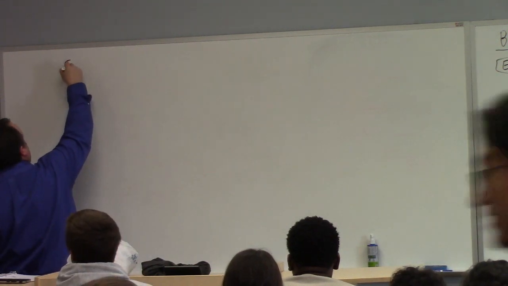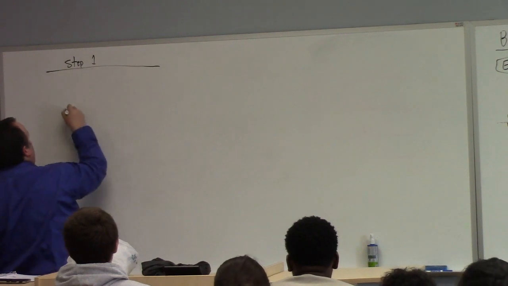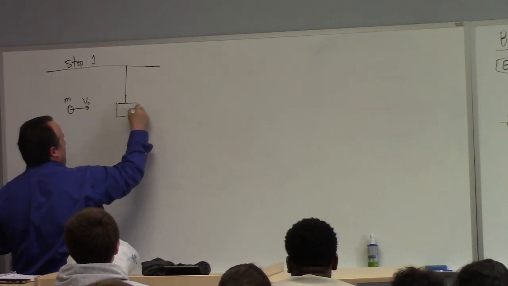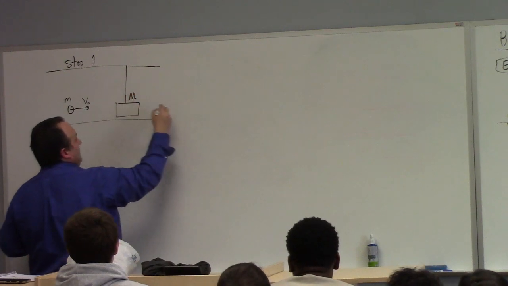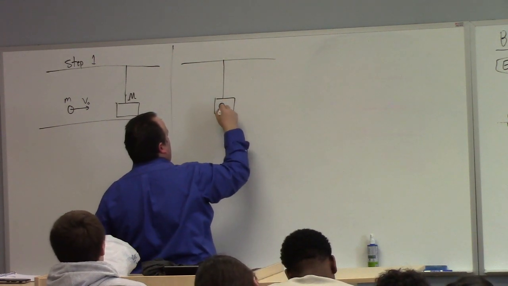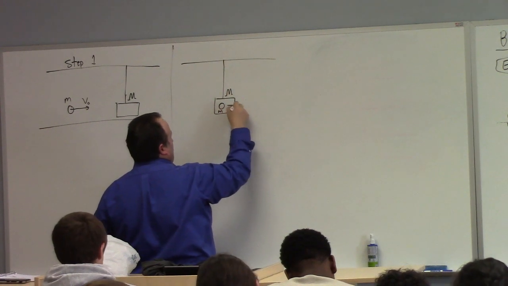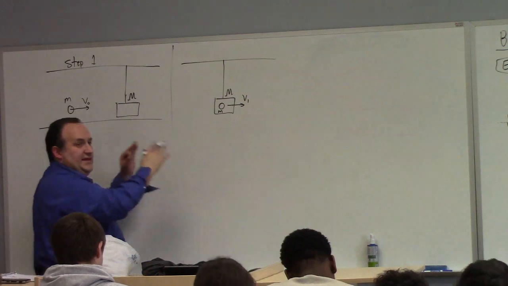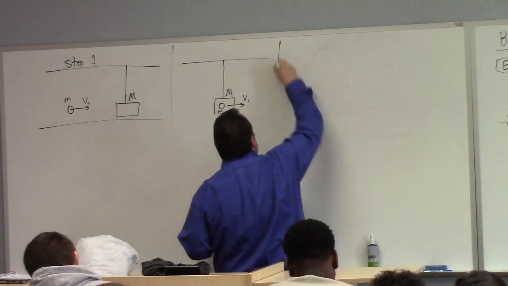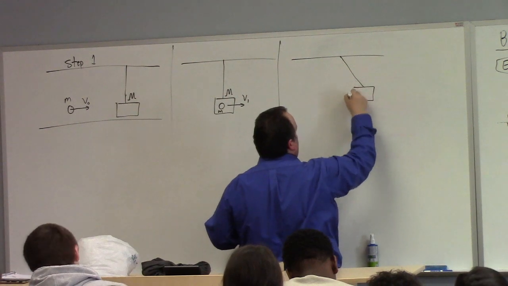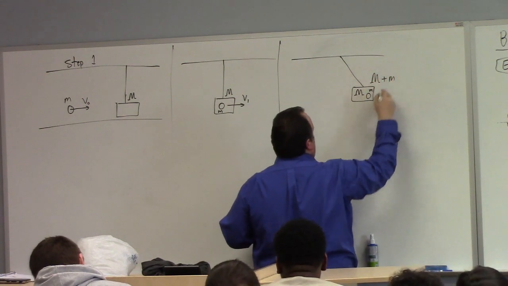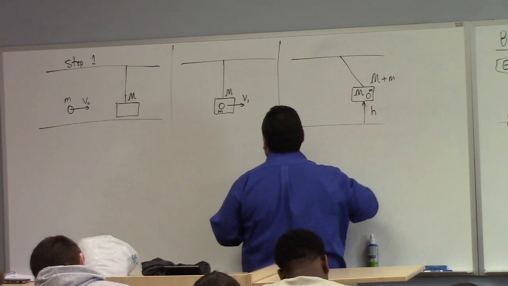All right, so there's three steps. Step one is what's given. You've got your initial mass M and the pendulum that's just sitting there minding its own business, doing nothing. Then right after it's hit, right after the bullet is embedded, it's still at the bottom. There is some initial velocity, let's call it V1. Then step three, it's got the upswing, and the mass is M plus m here, and it's swung to the height H, which we're interested in.